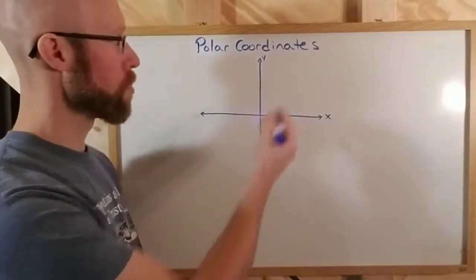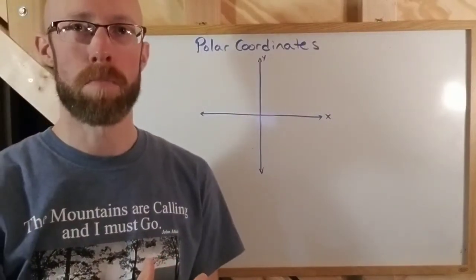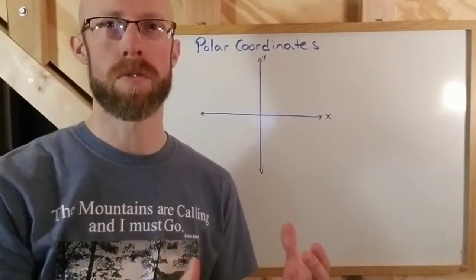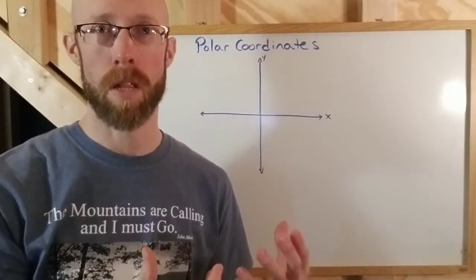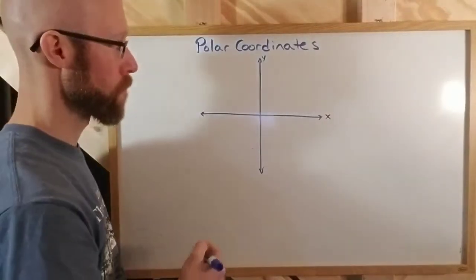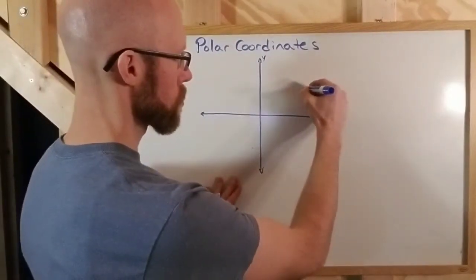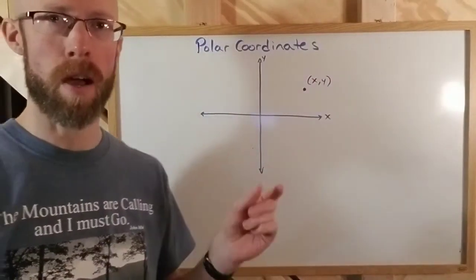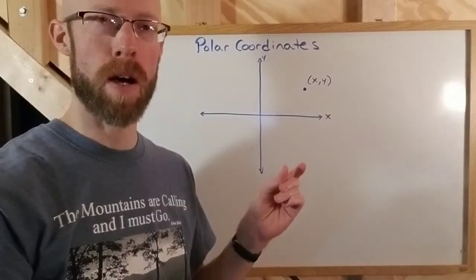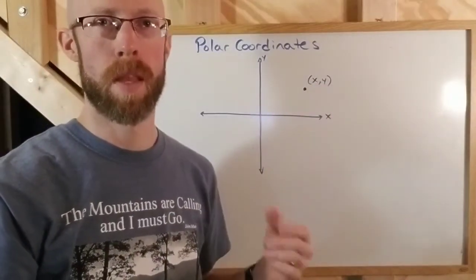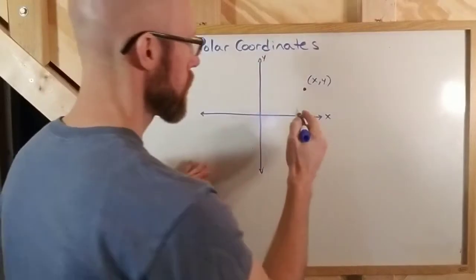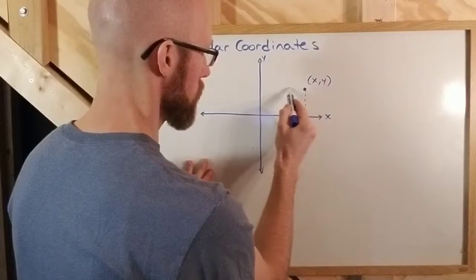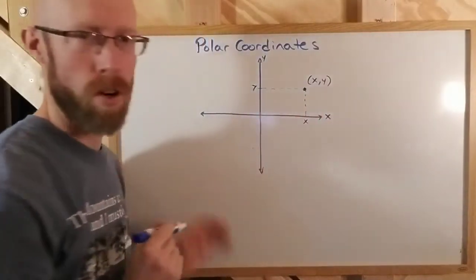Well, a polar coordinate system basically uses different values to identify points on a plane. Let me give you an example with rectangular coordinates. In rectangular coordinates, you have an x, y point, an xy ordered pair. And that ordered pair corresponds to the horizontal and vertical positions of that point. The x value being the horizontal and the y value being the vertical.